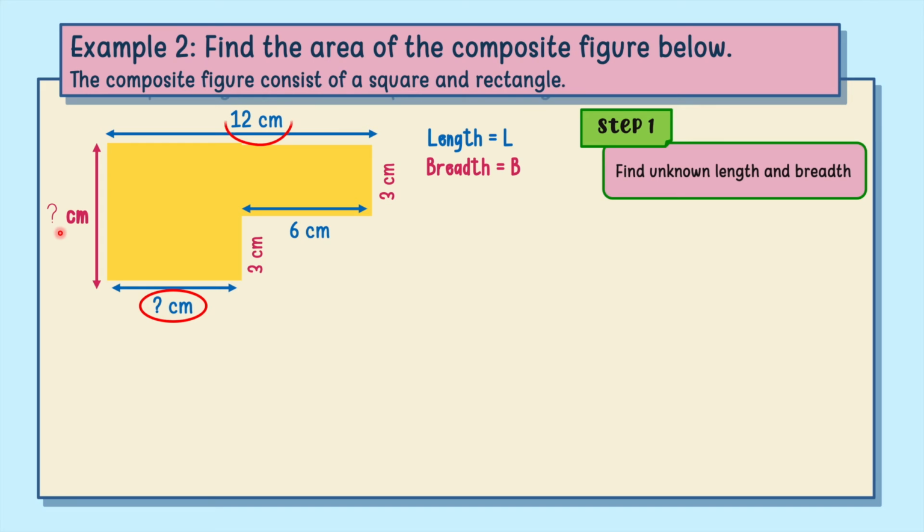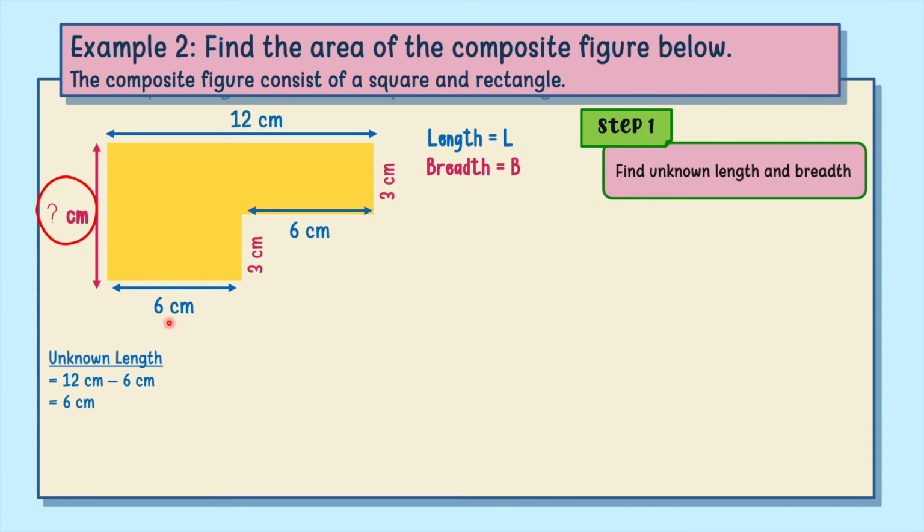If you look here, this is what we're going to find, the unknown length. Here is 12 and the other one we know that it is 6. So how can we find the unknown length? Unknown length is actually 12 minus 6. So 12 minus 6 is 6 centimeter. So we know that this part is 6 centimeter.